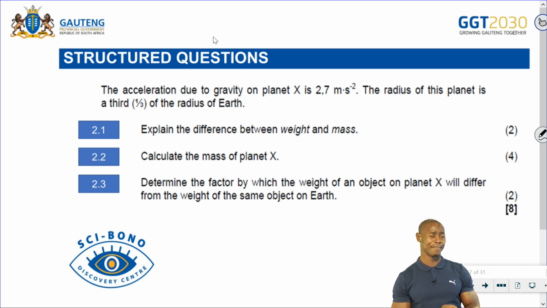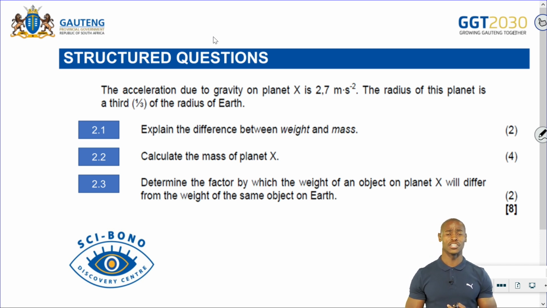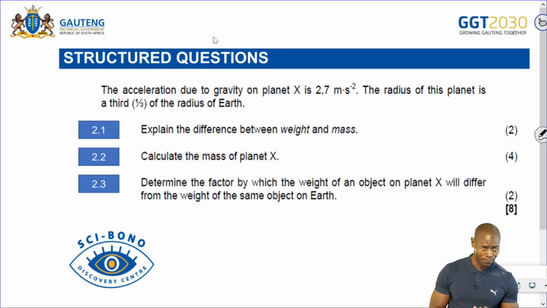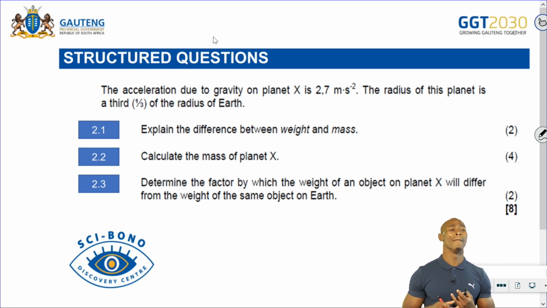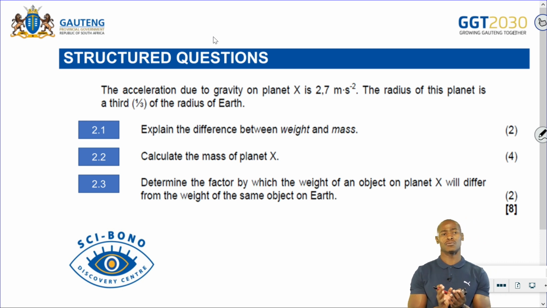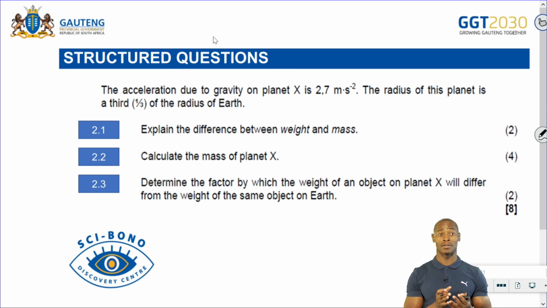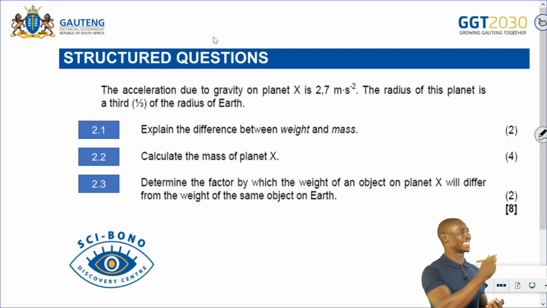Okay, so what is given here? We are given the gravitational acceleration on this planet. We are also given what? The mass of this planet. Why am I saying we are given the mass? Already from the data sheet we are given the mass of the Earth. Sorry, we are not given the mass of the planet, but we are given the radius.